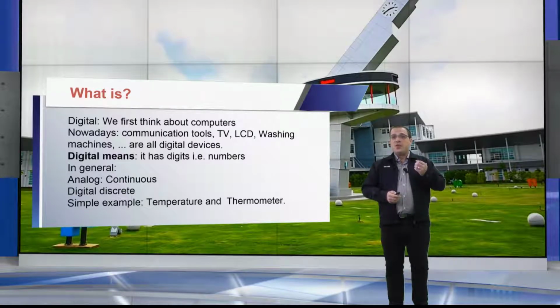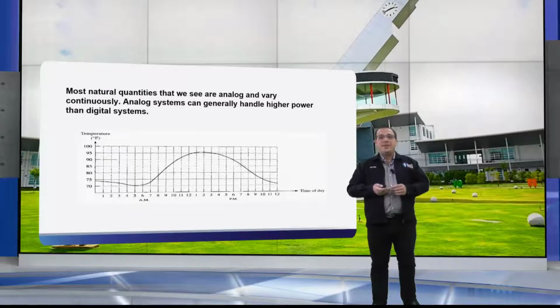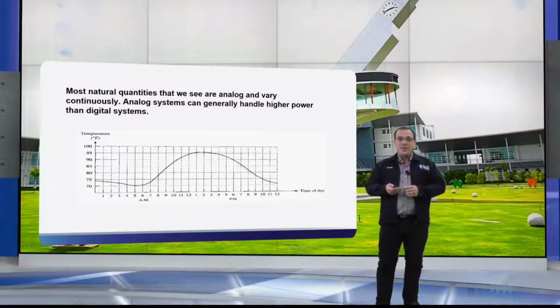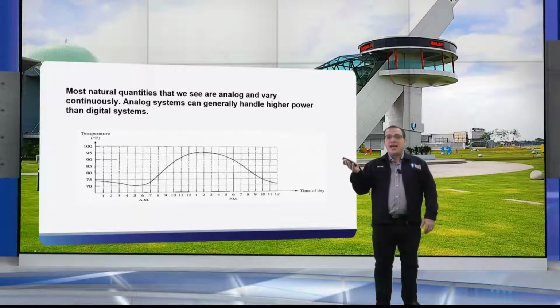When it tells you that the temperature is 30 degrees or 25 degrees and so on, it's digitizing this physical quantity. Of course, changing the thermometer will change the reference that you are following, for example, degrees Celsius or Fahrenheit. Let's have a look at this figure. As you see, this figure is showing a continuous value. Most natural quantities that we see are analog and vary continuously through time. So this is the time and the temperature.